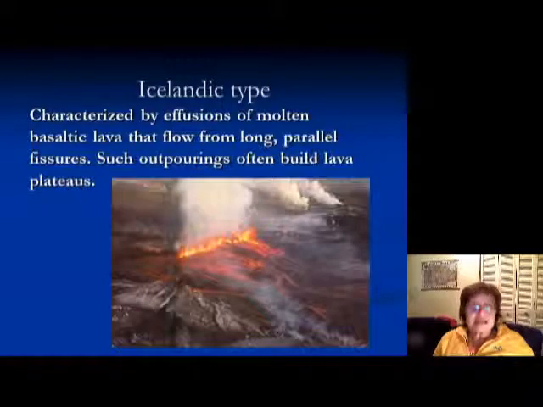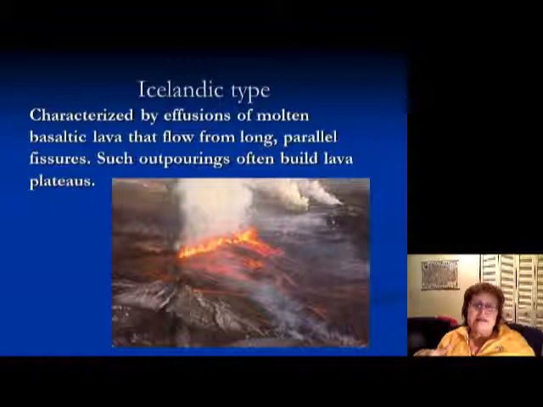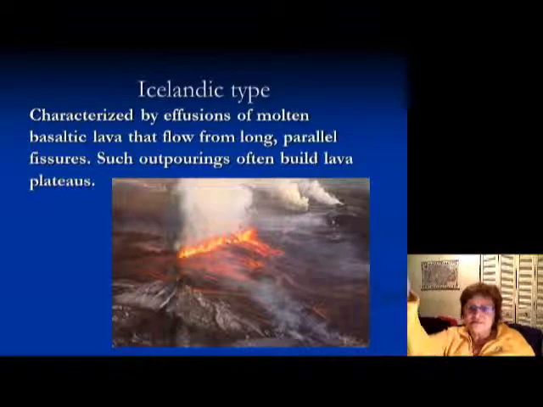So the first one is the Icelandic type. When you have the Icelandic type, that just usually means that it's molten basaltic lava, and it flows out along fissures, like the Laki Fissure, remember? And it's not that dangerous. The problem is the gases, especially if it's underwater.